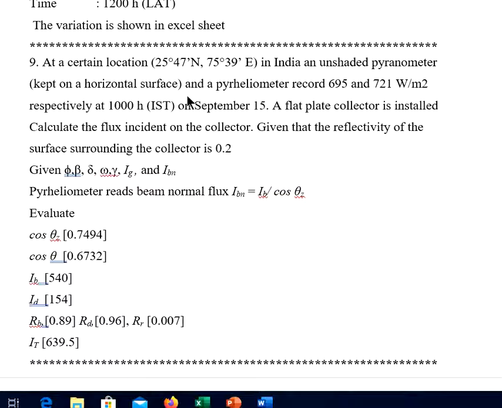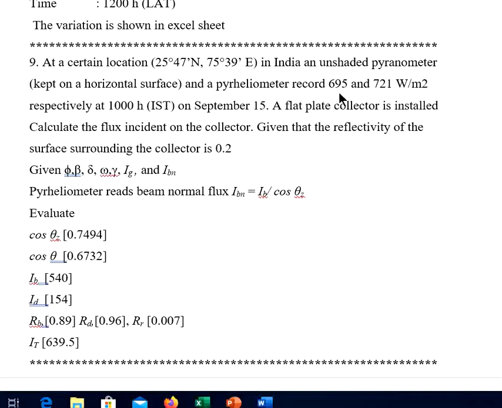Now what is given? Location, date and time, phi is given. The collector tilt is given as 13 degrees. It is tilted at 13 degrees, so beta is given. The data is missing here, but it is beta. Beta is given as 30 degrees. Del is given from the day number on September 15. Omega we can find out from 10 hours IST. Gamma, for a south facing collector, gamma equals 0.